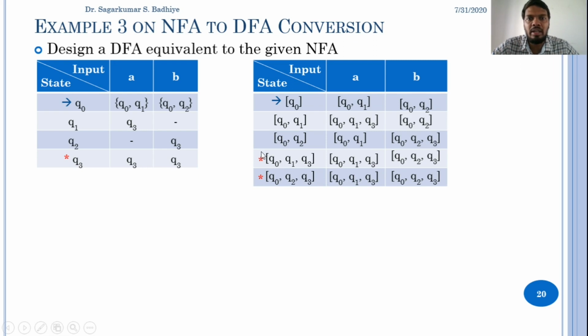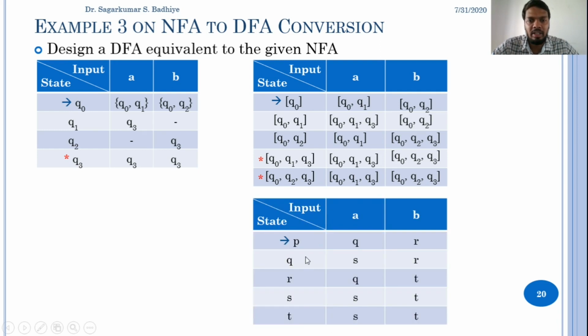Now this is the equivalent DFA for the given NFA, and this can be represented by renaming these states as P, Q, R, S and T, as shown over here. So this table and this table represent the same deterministic finite automata. The only difference in these two is the naming convention. Here the states are named Q0, Q0 Q1, Q0 Q2, Q0 Q1 Q3, Q0 Q2 Q3, whereas in this the states are named P, Q, R, S and T.